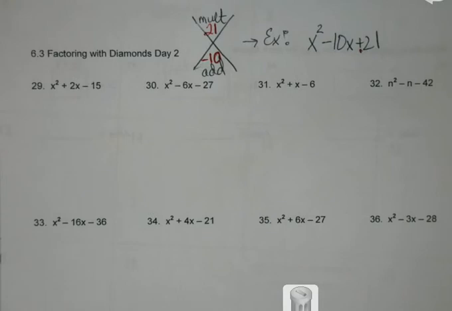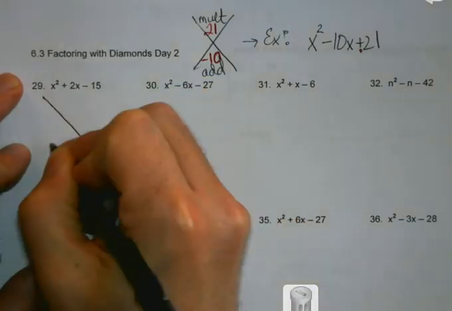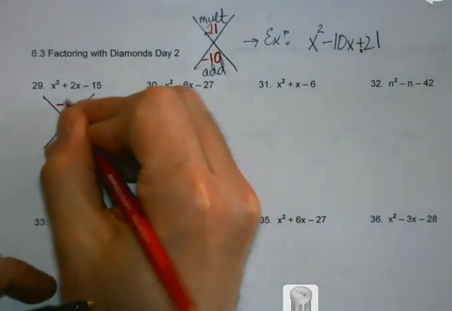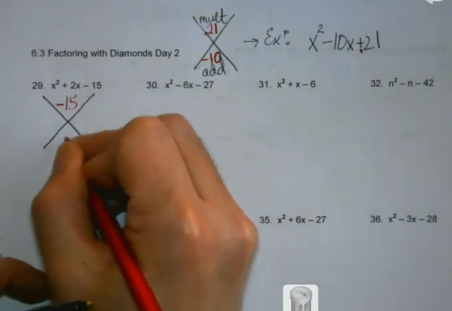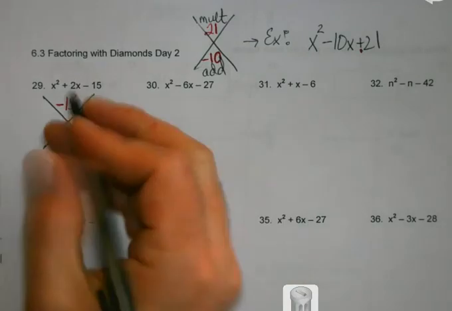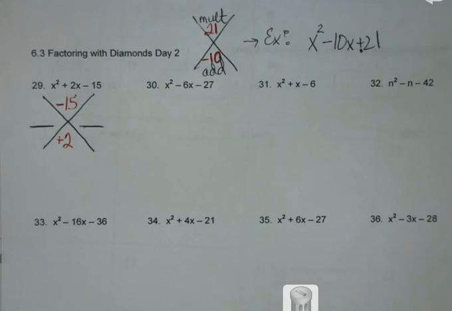But for the first few, let's say I get here to 29, and I go, okay, make my diamond guy here. I'm multiplying to get the number on the end, and adding, paying attention to the sign that's in front of what's going to go from the middle. So I've got to find two numbers that take care of both of those blanks for me. So we'll see how this works.